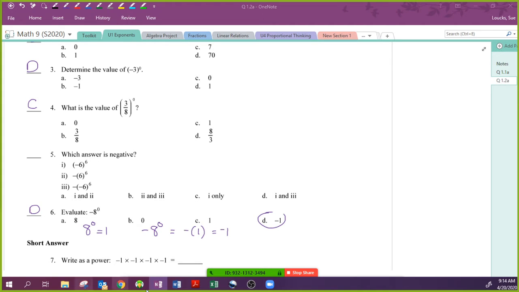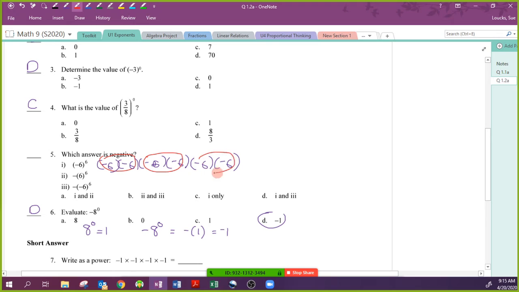Okay. Negative 6 to the power of 6 is going to be negative 6 times negative 6 times negative 6 times negative 6 times negative 6 times negative 6. 1, 2, 3, 4, 5, 6. So is that going to be positive or negative? Well, there's an even number of negatives. If you remember, these negatives are going to make a positive, these negatives are going to make a positive, these negatives are going to make a positive. So this is going to be positive, because there's an even number of negatives.